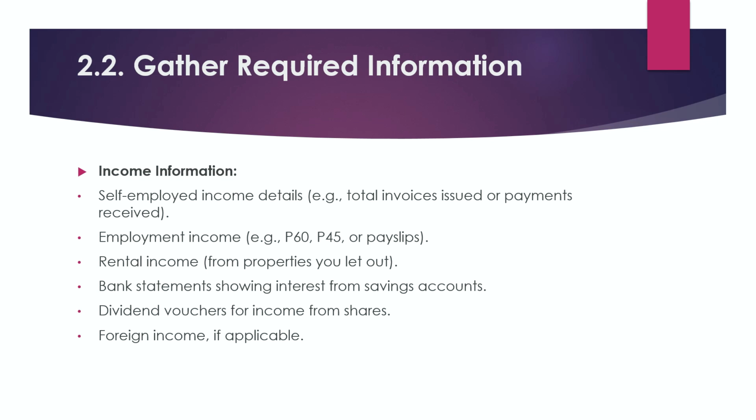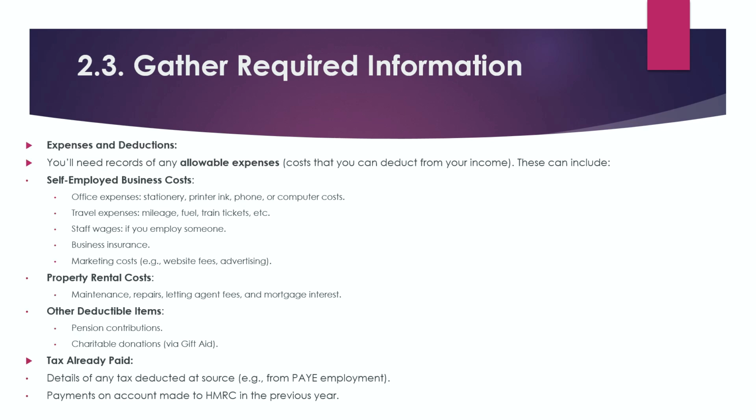Employment income, e.g., P60, P45, or payslips. Rental income, from properties you let out. Bank statements showing interest from savings accounts. Dividend vouchers for income from shares. Foreign income, if applicable. Expenses and deductions. You'll need records of any allowable expenses, costs that you can deduct from your income.